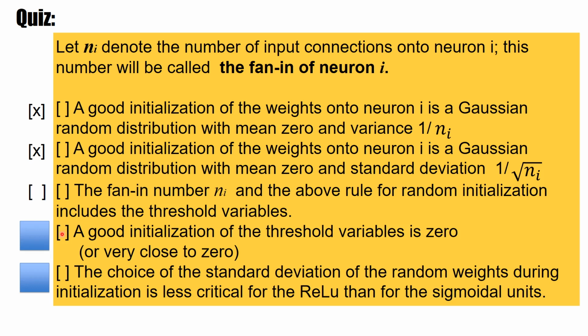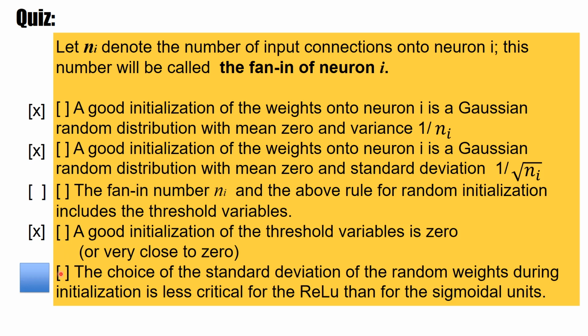Here's a claim. A good initialization of the threshold variable in all layers, in all neurons, is 0 or very close to 0. If you agree, raise your hand now. And this is correct. There's no reason to go away from 0. In fact, if you would move the threshold to a large value, that means you move the mean to a large value, and then for the ReLU, different patterns would not touch different parts of the piecewise linear function. So keep it close to 0 or keep it at 0.